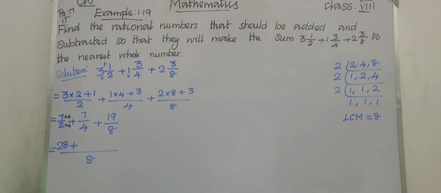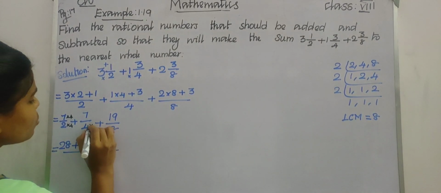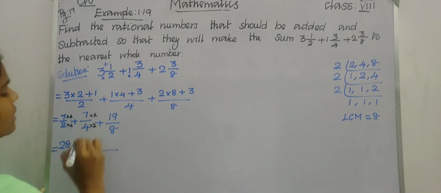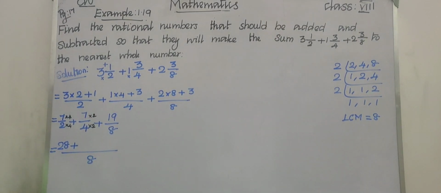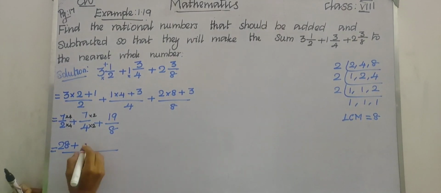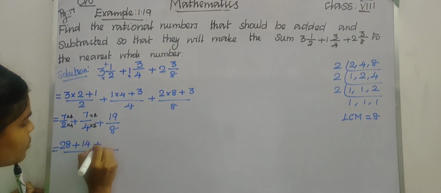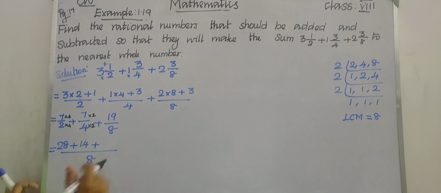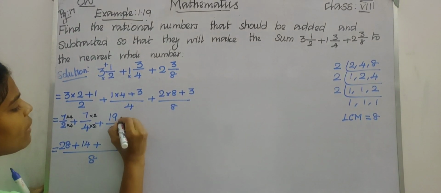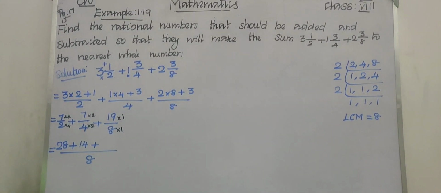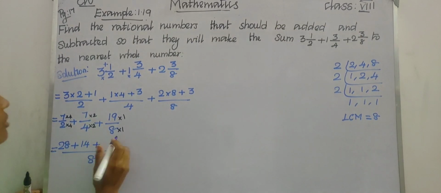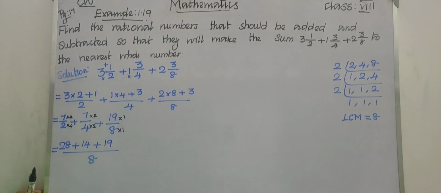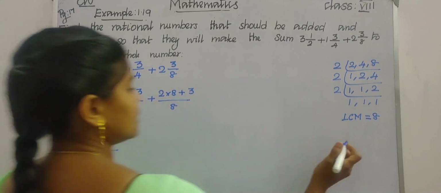4 2s are 8, right? So multiply 2 in the numerator as well as in the denominator. So what will you get? 7 2s are 14, okay? Put plus, and here we are having 8, so that into 1. So 8 into 1, multiply 1 in the numerator as well as in the denominator, so that 19 into 1 we will get 19. Okay children, now add all these.